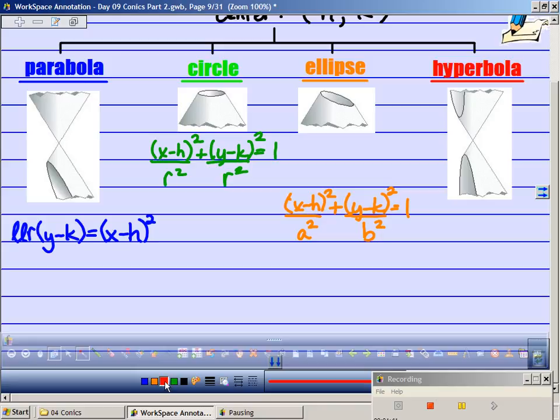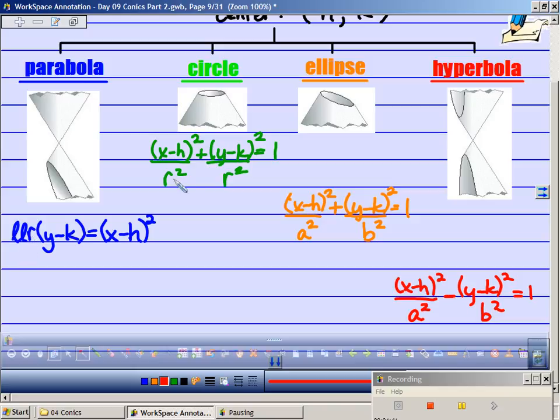And the last one's my hyperbola, and the only difference between that one, we'll do it right here. X minus h squared, y minus k squared equals 1. Also, they don't have to be different though, right? They could both be a squared. Sometimes they're different, sometimes they're not, but the only change here is this is minus. So all of them are the same, right? All of them talk about a horizontal shift or a vertical shift, and then this one just happens to talk about how wide it is.